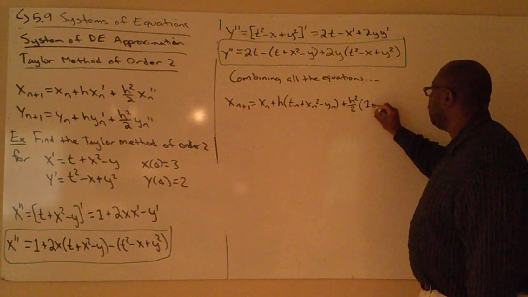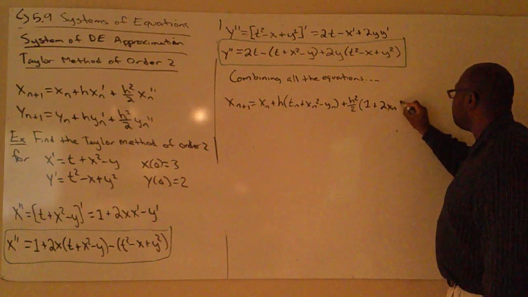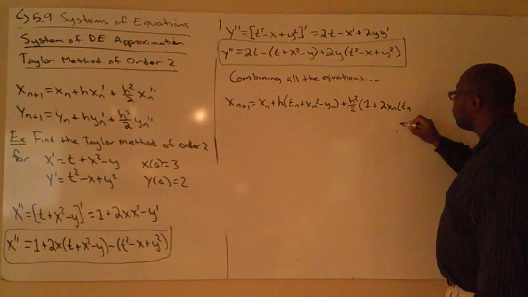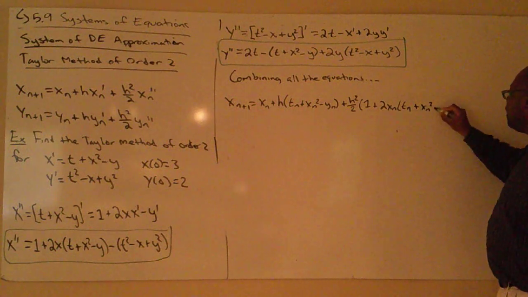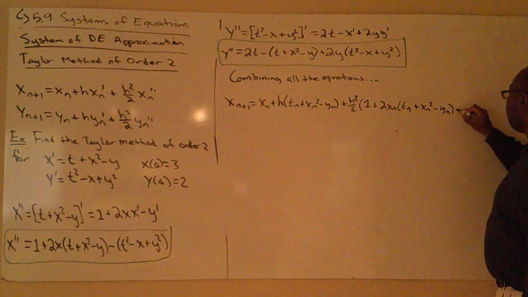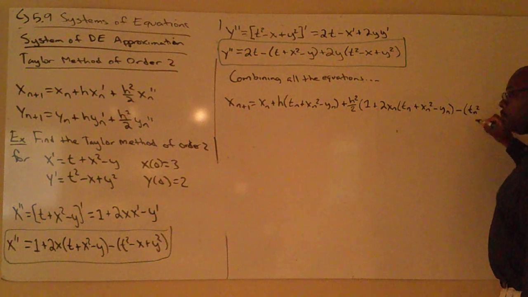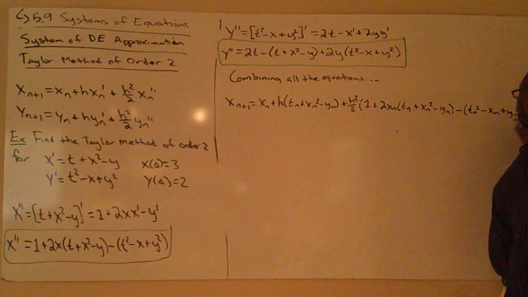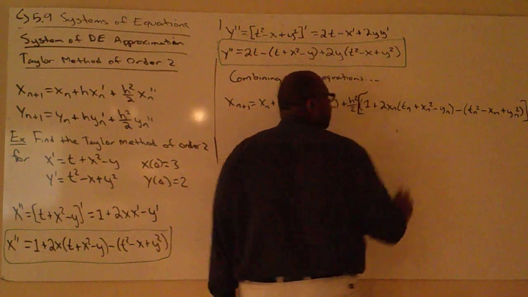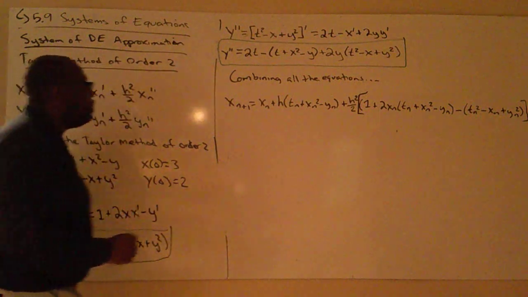So we get 1 plus 2 x of n times the quantity 2 times the quantity t sub n plus x of n squared minus y sub n, minus t sub n squared minus x of n plus y sub n squared. I'm going to put brackets around that whole thing right there, because it's all going to be multiplied by h squared divided by 2. And then y sub n plus 1 is going to be similar.